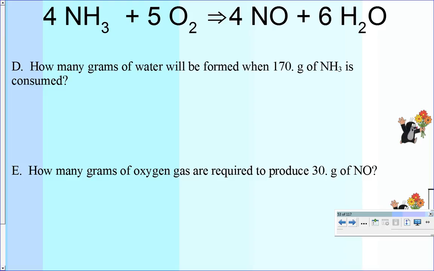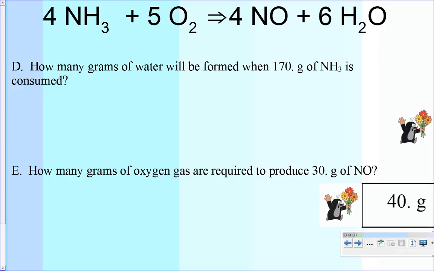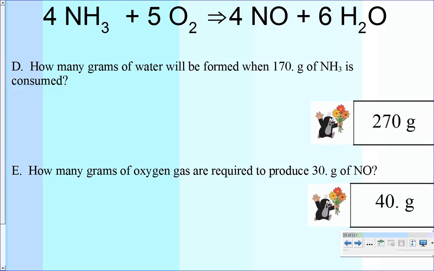Try the next 2 gram ones. Just pause the video for a minute, check them out. I'll put up work in just a moment. So for D, you should have gotten 270, and E, you should have gotten 40. So I'll put up the work for each of these really quickly.